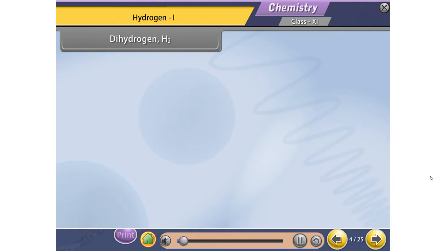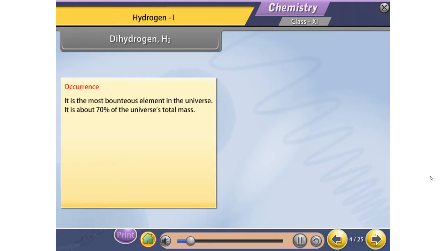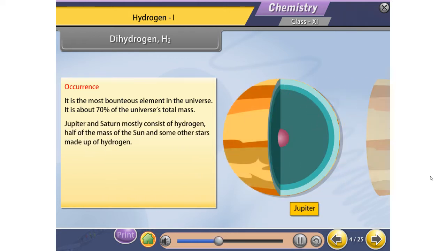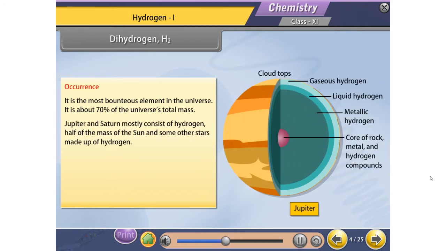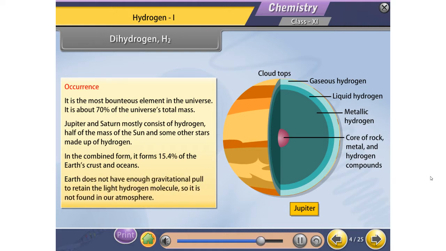Dihydrogen, H2. Occurrence. Dihydrogen is the most bountiful element in the universe. It is about 70% of the universe's total mass. Jupiter and Saturn mostly consist of hydrogen. Half of the mass of the Sun and some other stars is made up of hydrogen. In the combined form, it forms 15.4% of the Earth's crust and oceans. Earth does not have enough gravitational pull to retain the light hydrogen molecule, so it is not found in our atmosphere.